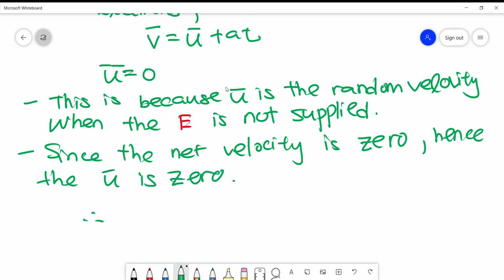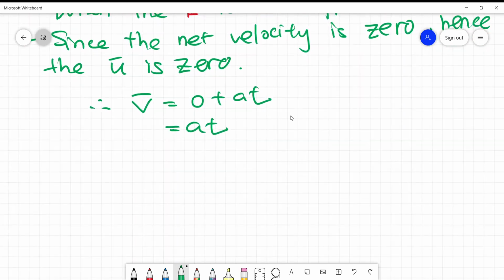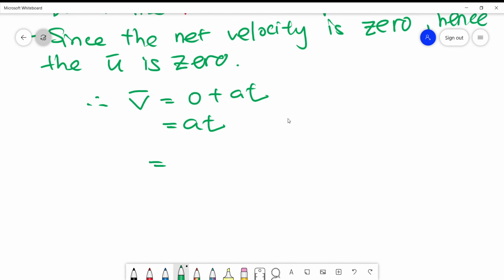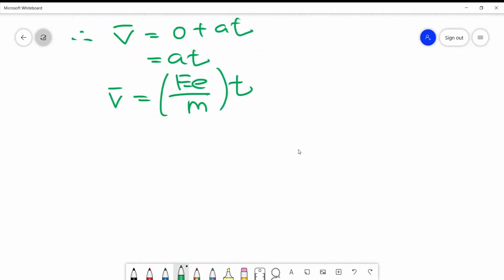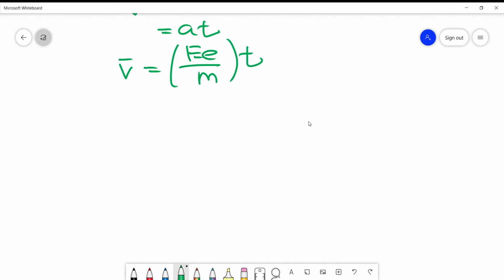Okay, hence I can say that v is equal to 0 plus at, and this is at. So this a I can directly substitute as eE over m, and this is t, and this is the drift velocity v of course. Okay, so we have done for the drift velocity. So let's move on to the other parts.